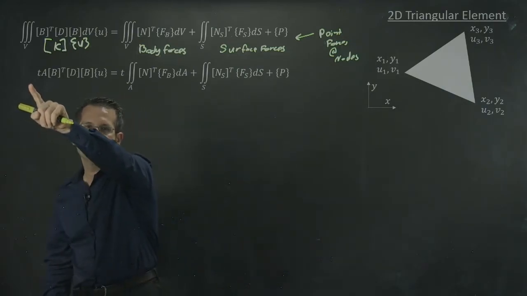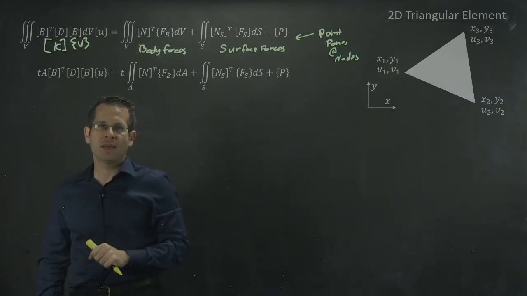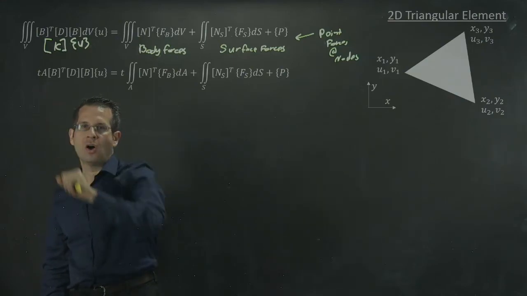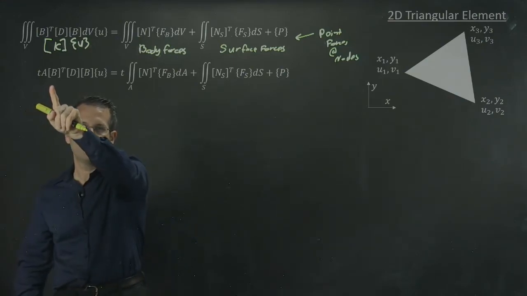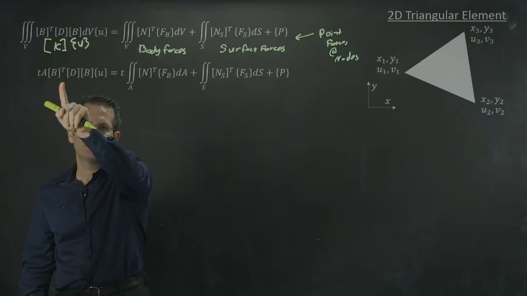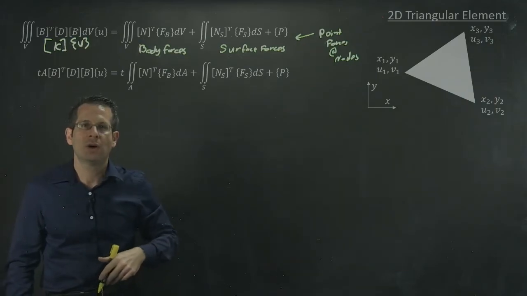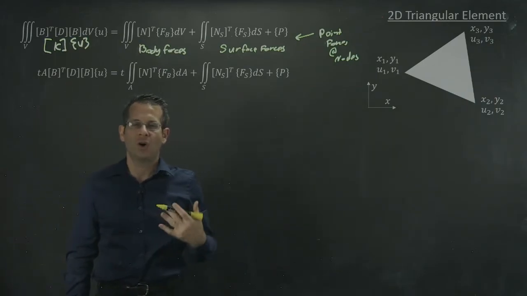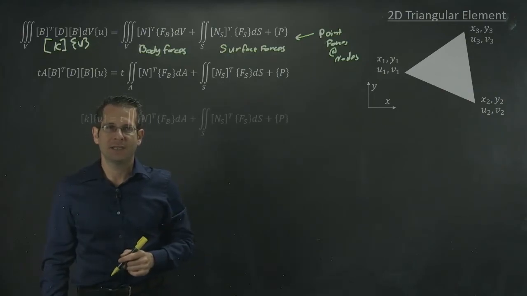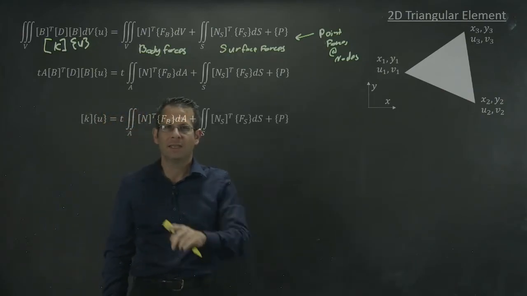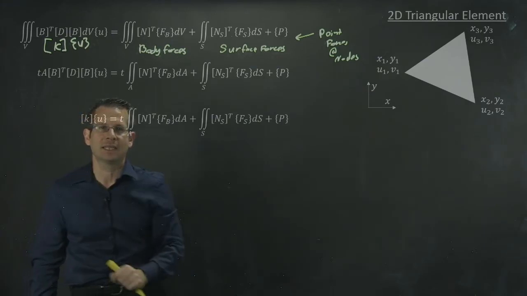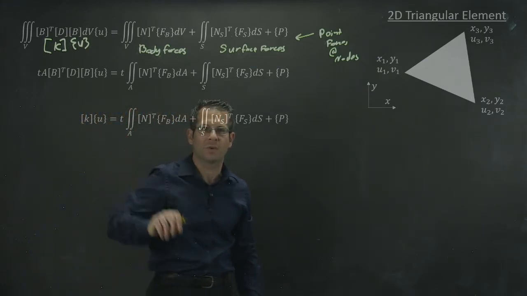I can go one step further here. I know that when all is said and done, the thickness times the area, the B transpose D B, will be converted and solved for a single stiffness K matrix. This K matrix being a 6x6 matrix, which will be multiplied by our 6x1 displacement vector.